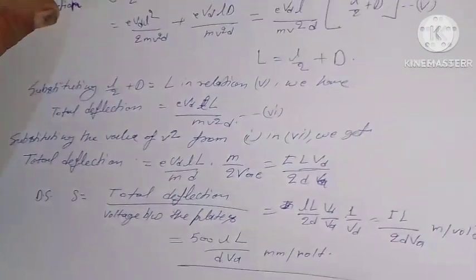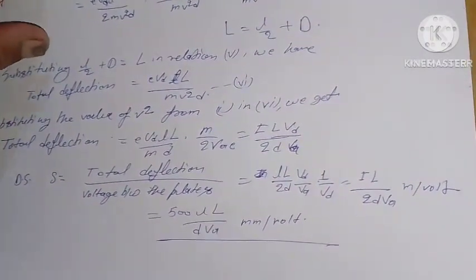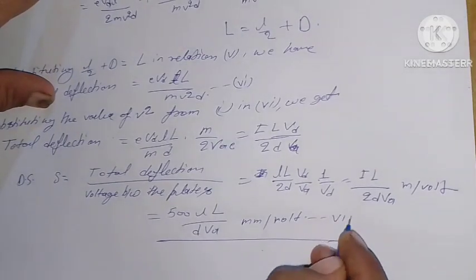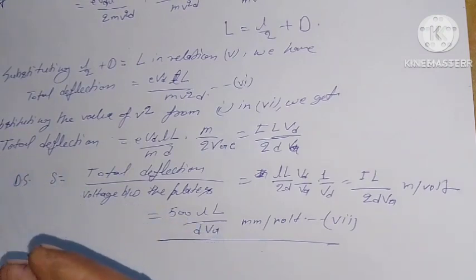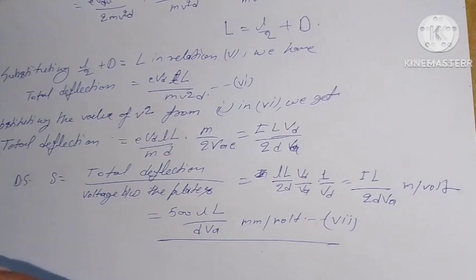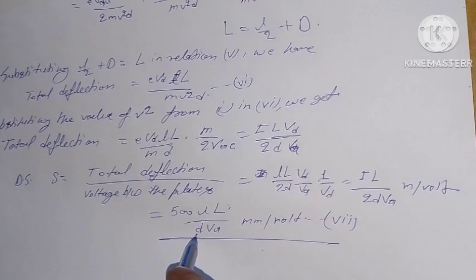From the relation 7, we find that electrostatic deflection sensitivity is directly proportional to the length of the deflection plates and to the distance of the screen from the center of plates. It is inversely proportional to the distance between the deflection plates and final anode voltage.